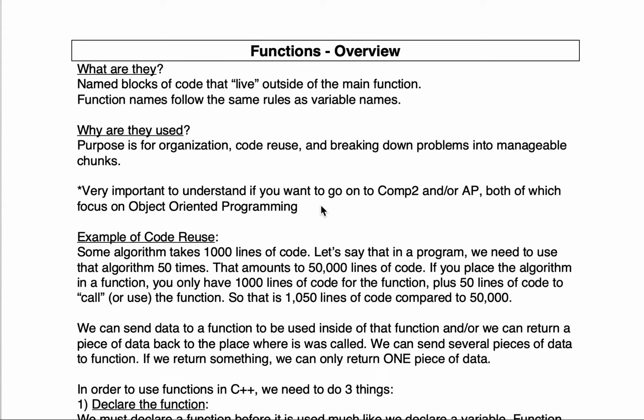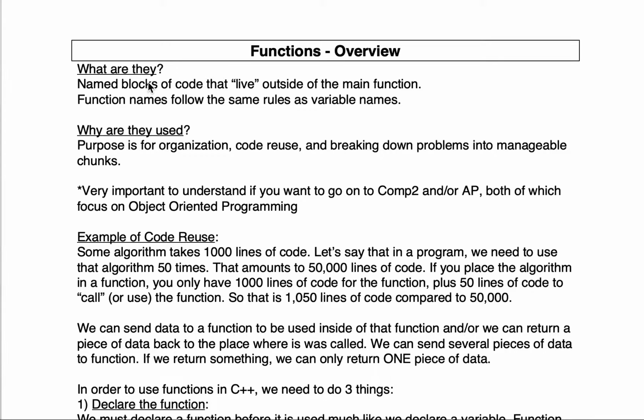So the last major thing we're going to do in C++ is something called functions. We might get to something called structures after this, but that's only for a day. But functions are very important, especially if you want to go on to Comp 2 and/or AP, and they both focus on something called object-oriented programming.